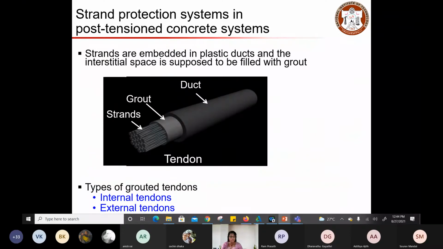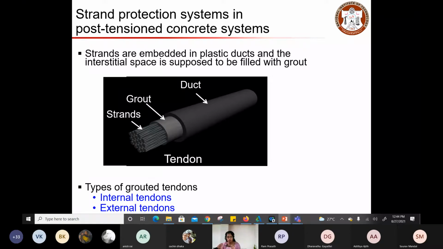So now let us look at what are the ways we can protect such strands, so that we can delay the corrosion initiation phase. In pre-stressed concrete systems, typically the post-tension concrete systems, we place the strands inside the duct, so the duct will be covering your strands, and this also helps you to protect your strand. But we need to take certain care to ensure the protection is proper.